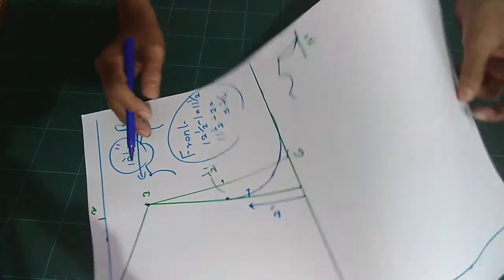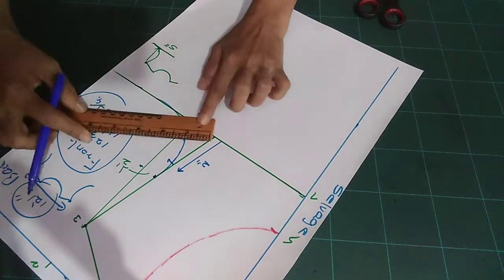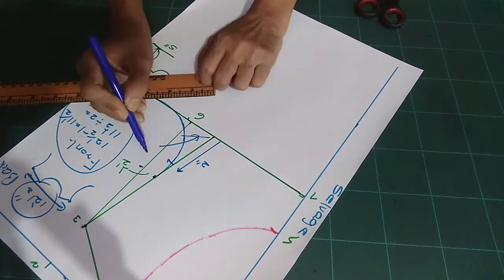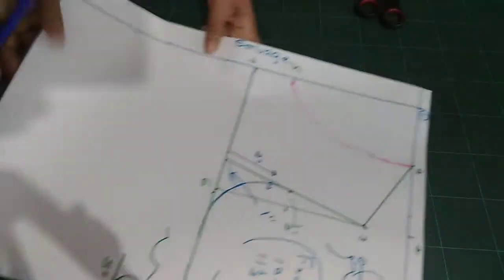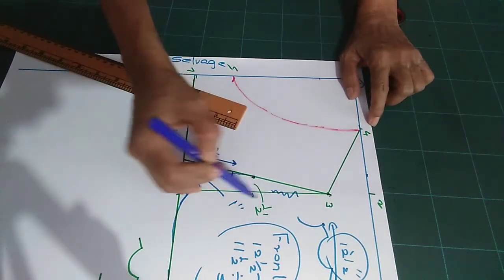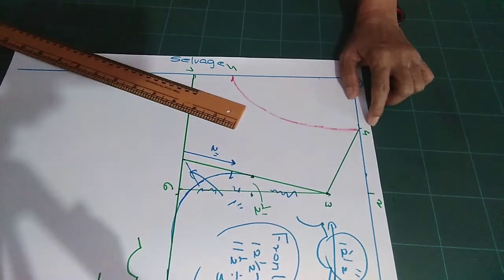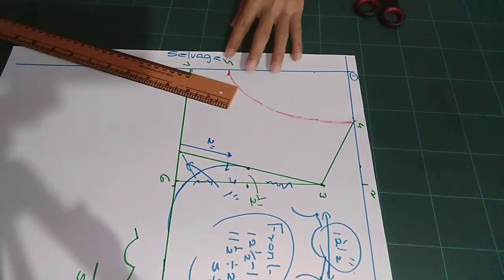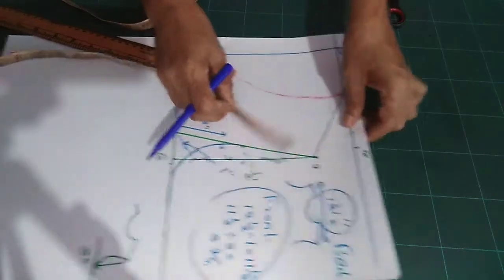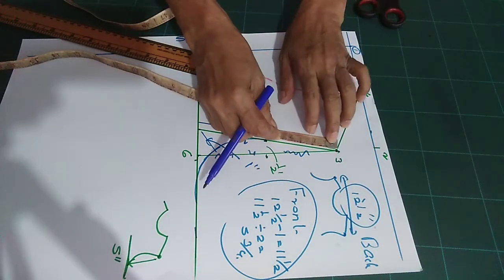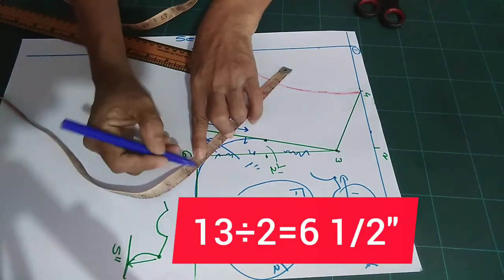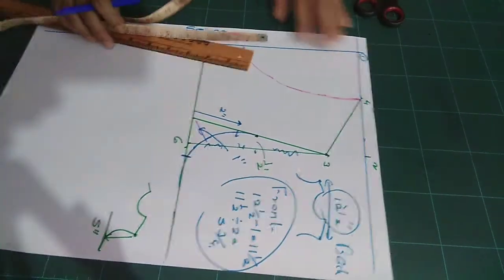Okay. One inch. Okay. No need for this one, it's a guideline. Okay. Armhole length 13 inches divided by 2 is equal to 6.5. I measure 6.5 inches like this, point. Okay.